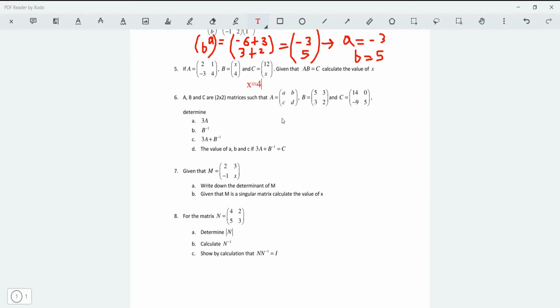All right. Now number 6. Number 6 says determine 3 times A. Then determine B inverse, then 3A plus B inverse, then find the values of a, b, c, if 3A plus B inverse is C. So let us do this question, but first we're going to have to write down A, B, and C.